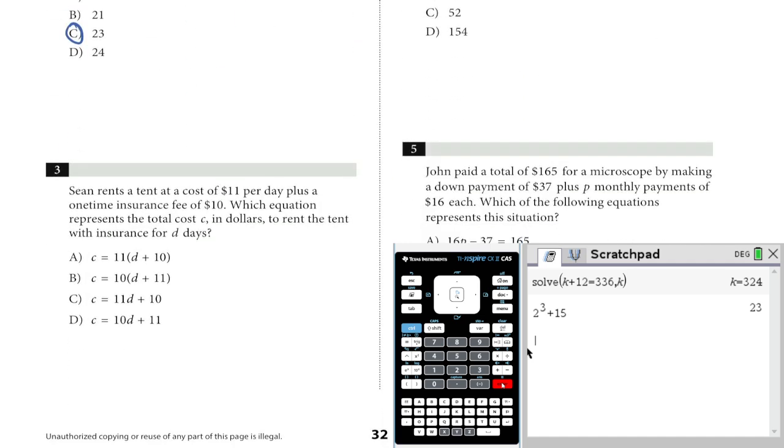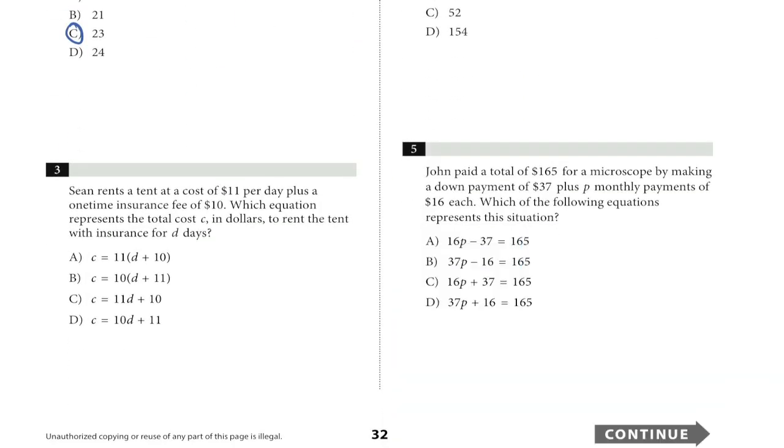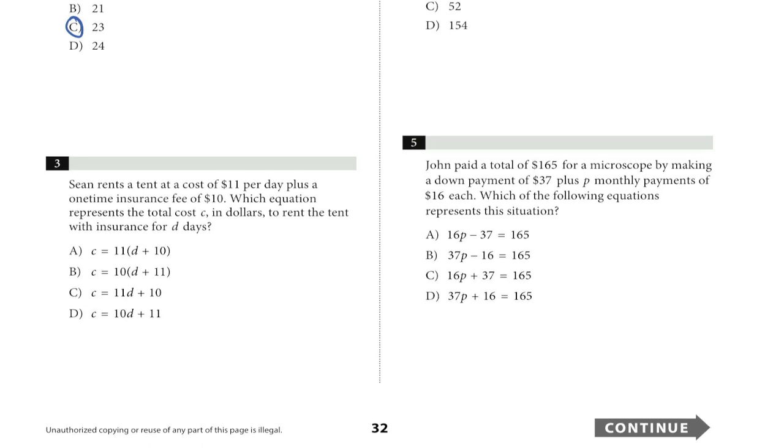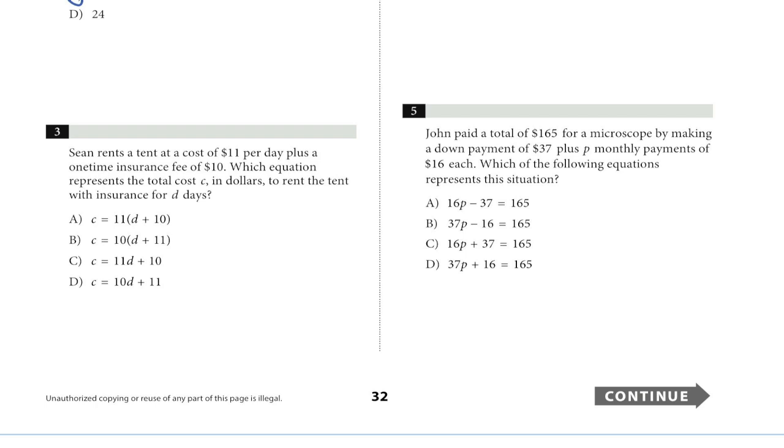All right. Number 3. So it says, Sean rents a tent at a cost of $11 per day, plus a one-time insurance fee of $10. Which equation represents the total cost C in dollars to rent the tent with insurance for D days? So we want to get the total cost C. So we're going to have C equals.